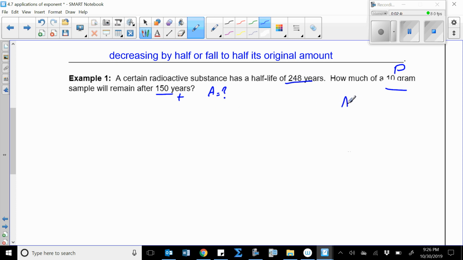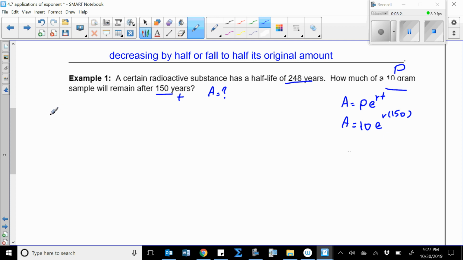So I'm going to use this formula, A equal to P e to the power of rt. So I'm looking for A. P is given as 10 and e to the power of rt. I know that t is 150, but r is unknown. So I'm trying to solve for A, but here I have two unknown variables, one is r, the other one is A. So I'm not able to solve it. In order to solve for A, I need to find r first. So I'm going to find r using the first part of the problem, which says half-life is 248 years.